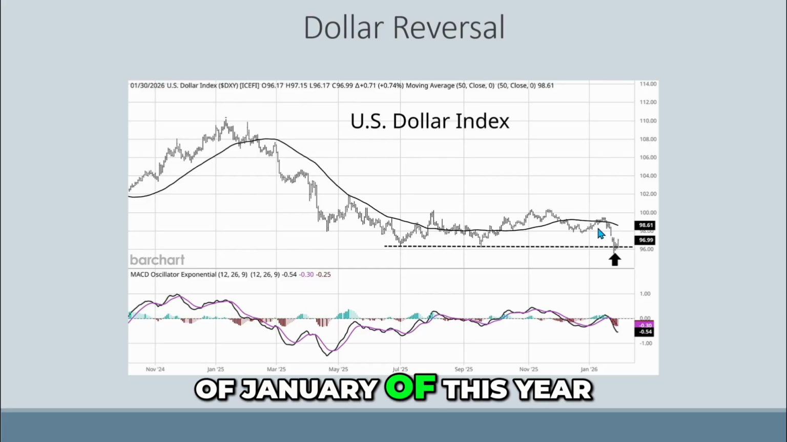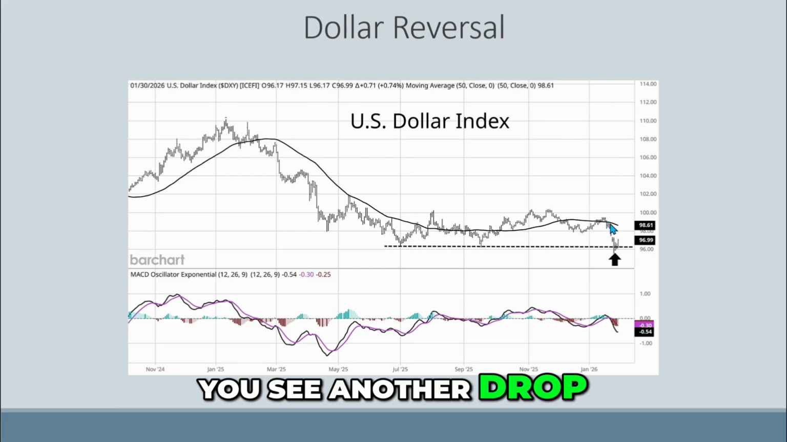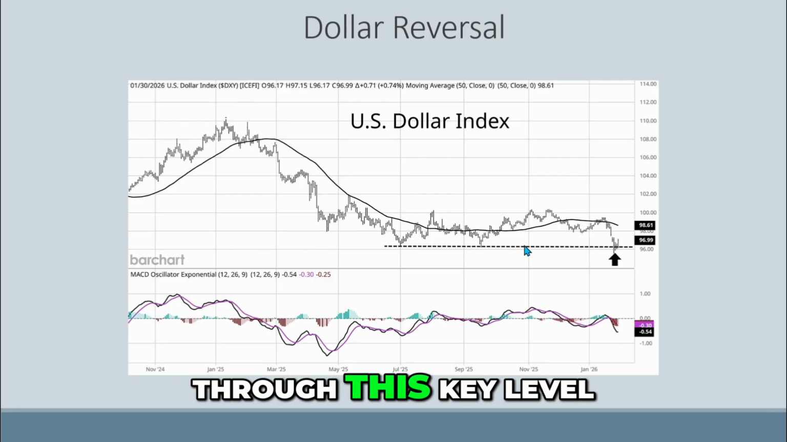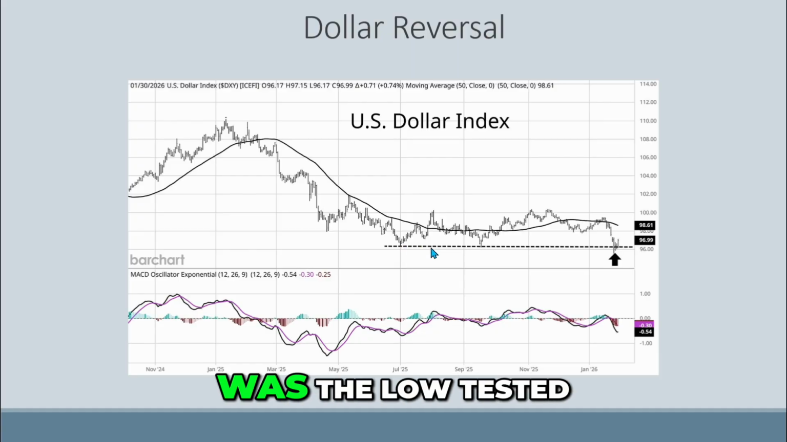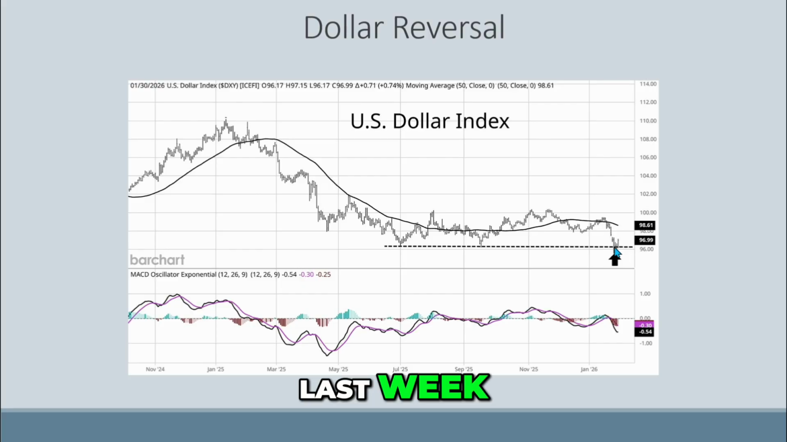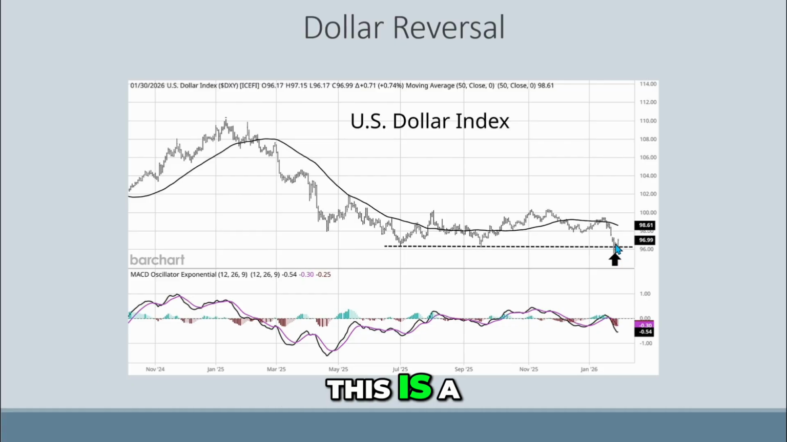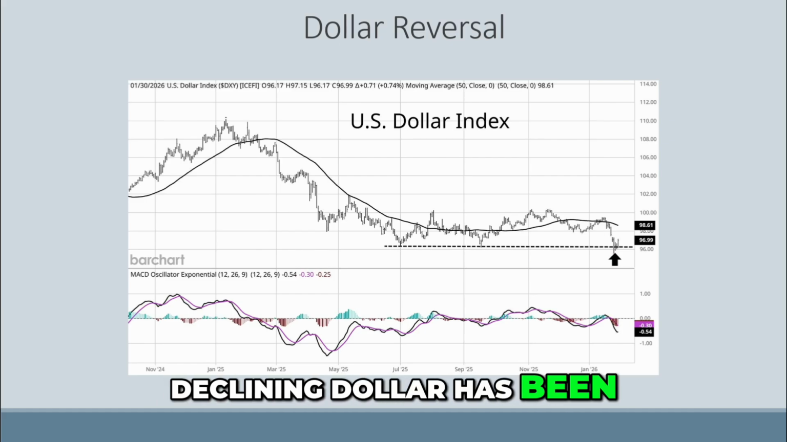And at the end of January of this year, you see another drop starting to happen. So we had DXY starting to pull back again, and it tested and very briefly broke through this key level at 96. You can see this was a low tested two times back in 2025. Well, last week, we came right back to that level. You can see with that bar, we undercut it, but then quickly reversed higher. So this is a failed breakdown of the dollar. And why is this important? It's because a declining dollar has been a big driver behind the gains in precious metals.